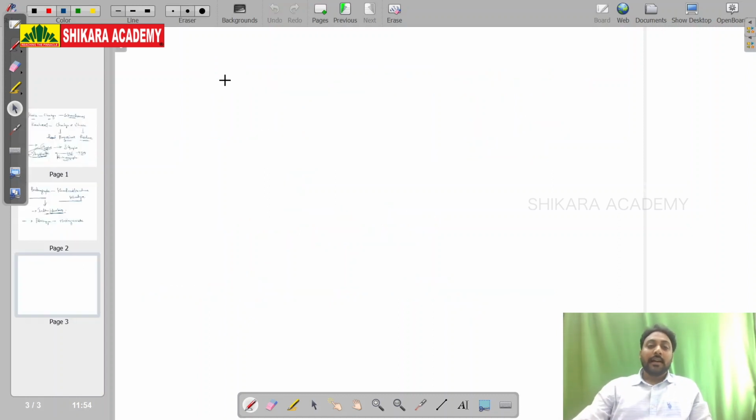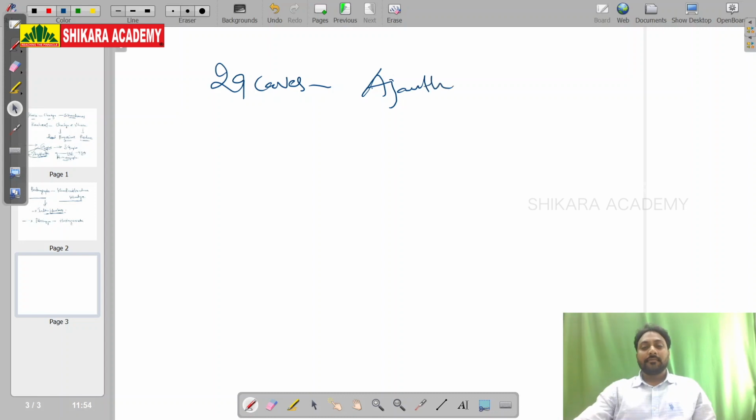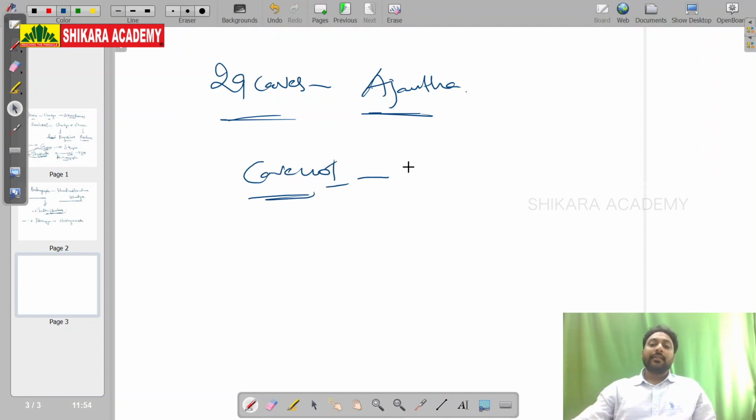This is Gupta culture. And the Guptas also built 29 caves in Ajanta. In that, the most important one is cave number 1, with the Padmapani paintings. Padmapani is a bodhisattva.